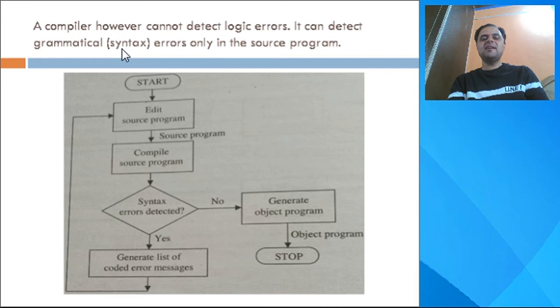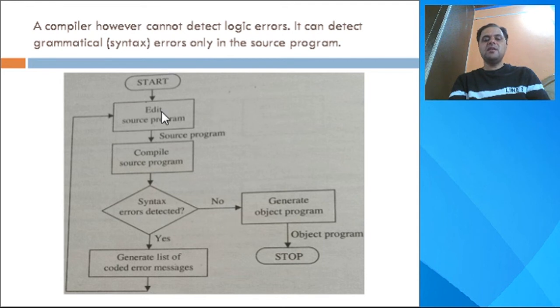These are the types of syntax error which our compiler detects. A compiler cannot detect logical errors; it can detect grammatical or syntax errors in the source program. What is the meaning of a logical error? For example, I have to calculate the simple interest for some amount. The formula for simple interest is principal into rate into time divided by 100. If I have written the wrong formula, for example principal into rate into time, and I have not divided by 100, this is a logical error. The compiler will not detect these types of error. It only detects the errors which a programmer has made while writing the syntax, the code of the program.